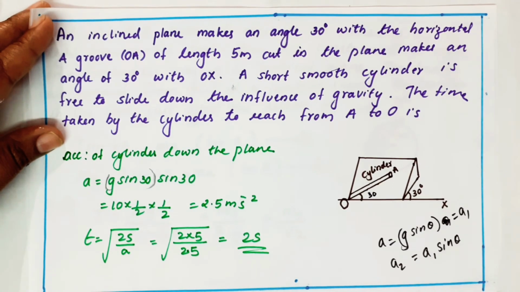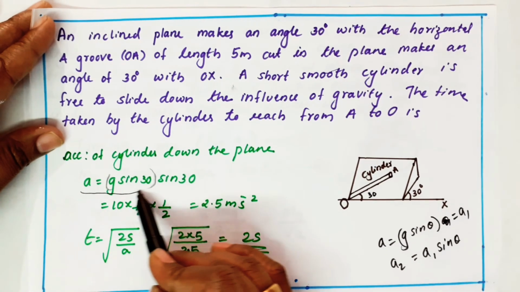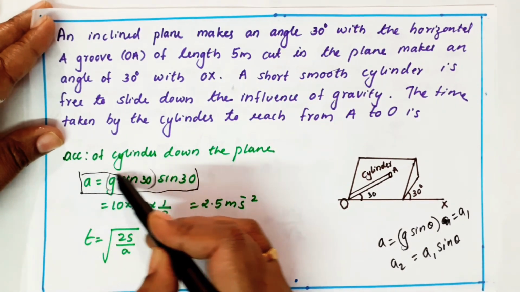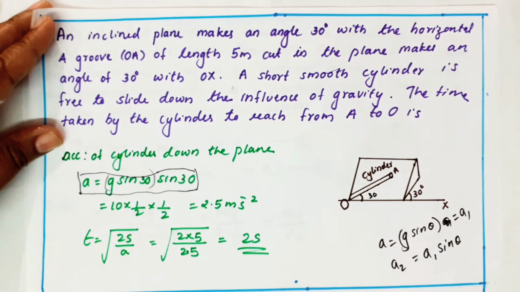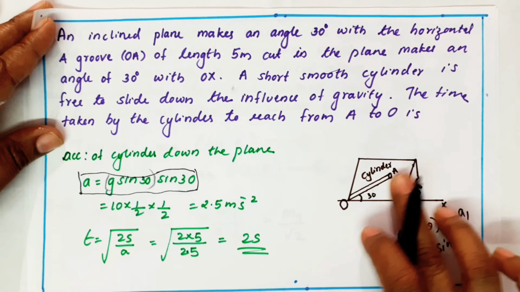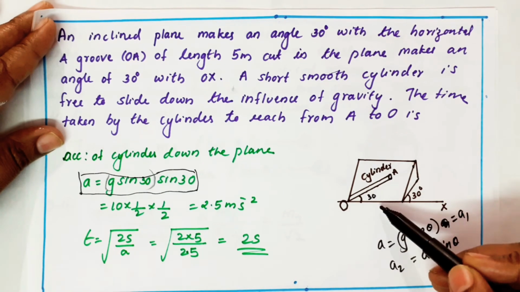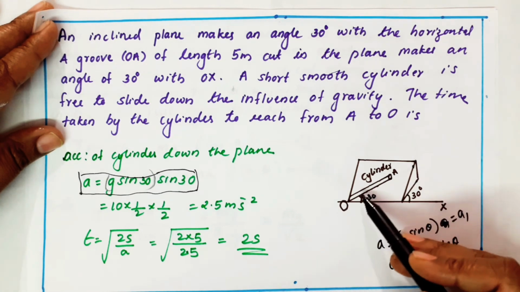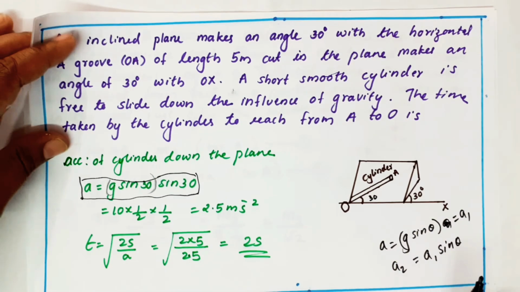Here only one thing, why I picked this question, is because of this equation. Acceleration of the cylinder down a plane: if it is only an inclined plane, and this groove is not there, a cylinder we place here comes down with g sine theta only. But here the cylinder is coming down a groove which is inclined, again at an angle of this.